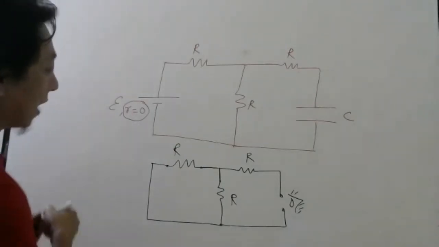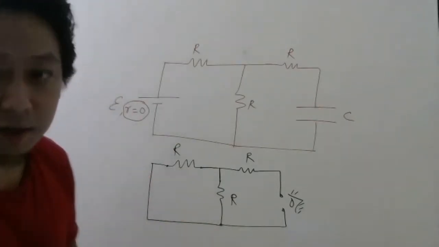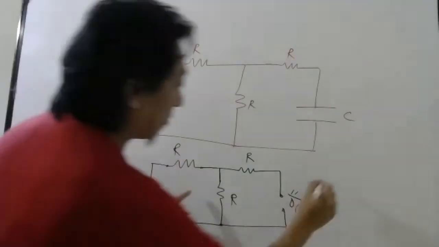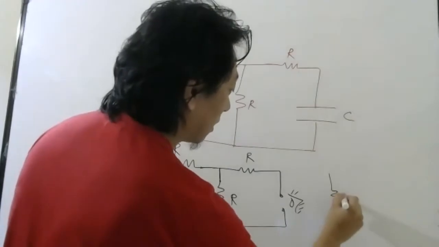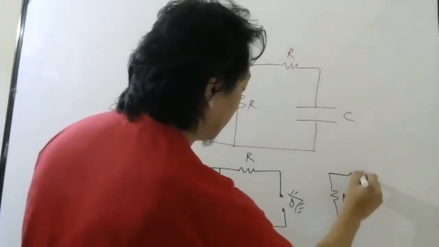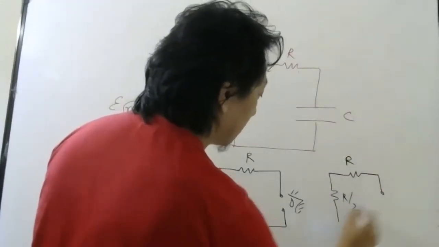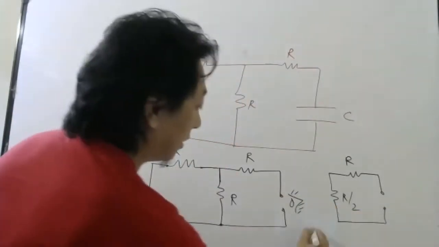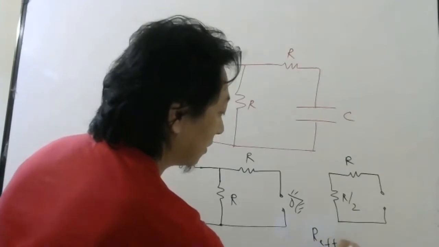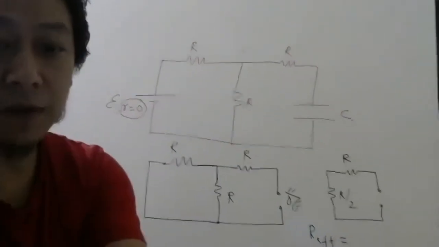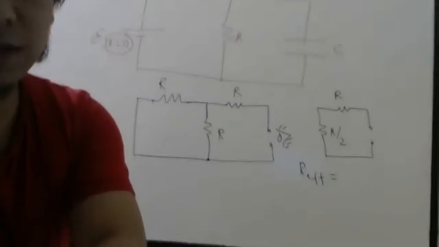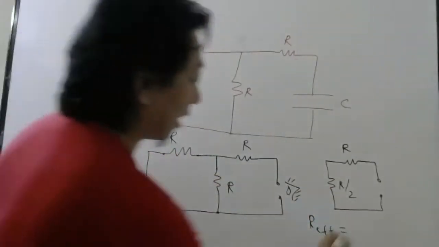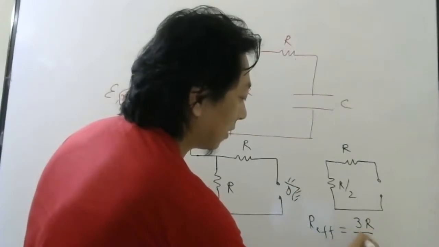Since it is in parallel, R and R in parallel will be what? R by 2. So you can replace this part by R by 2. And this R is still there, right? So now when you see from here, the effective resistance will be, now you can see these two are in series. So R plus R by 2, 3R by 2.